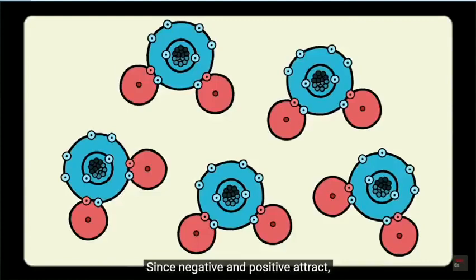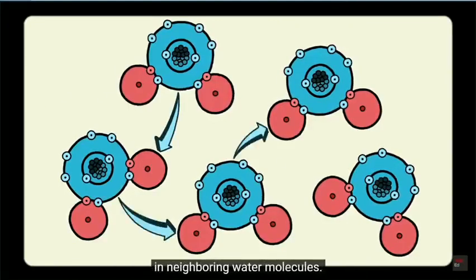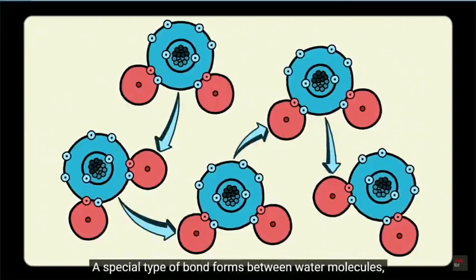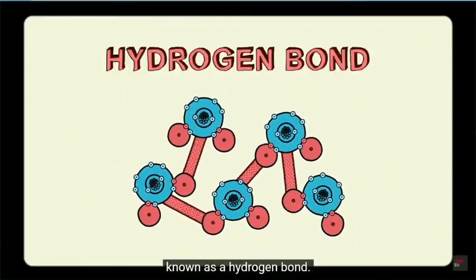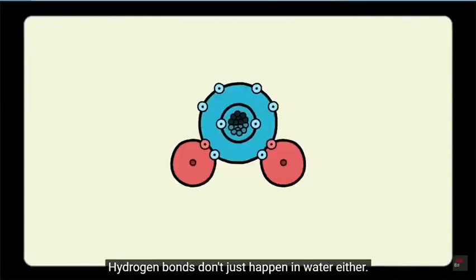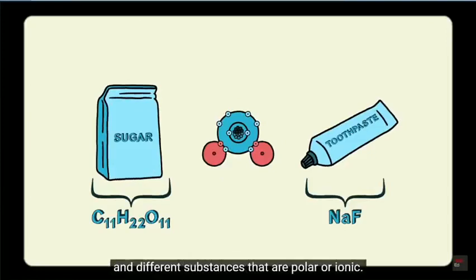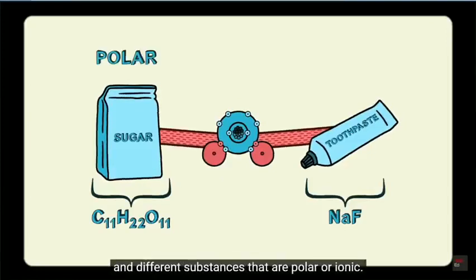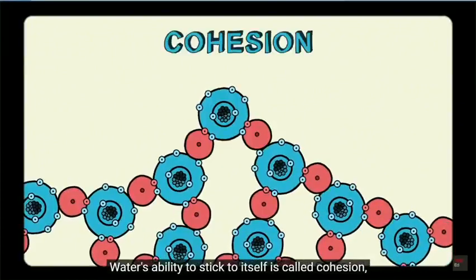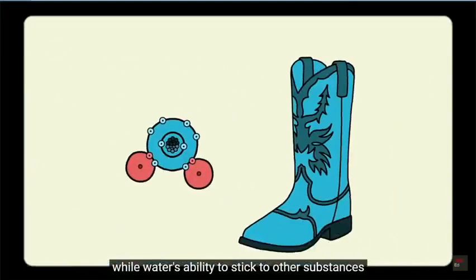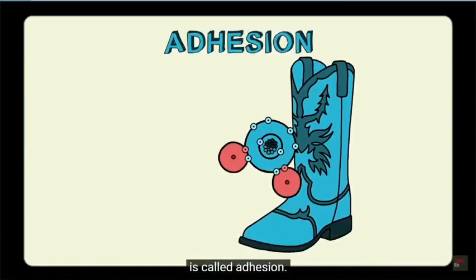Since negative and positive attract, that oxygen is attracted to the hydrogen atoms in neighboring water molecules. A special type of bond forms between water molecules known as a hydrogen bond. Hydrogen bonds don't just happen in water either. They can form between a water molecule and different substances that are polar or ionic. Water's ability to stick to itself is called cohesion, while water's ability to stick to other substances is called adhesion.